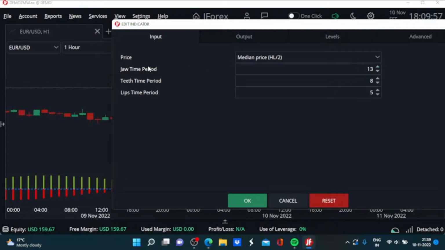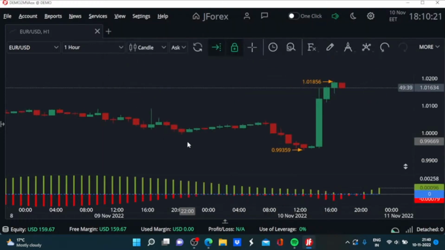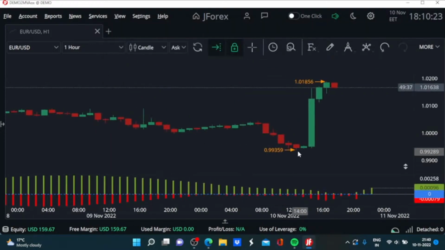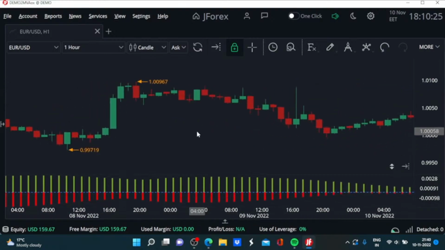Now, for calculating the jaw time period, the teeth time period, and the lips time period, this is the default setup, but you can vary it. Usually, these are kept in the Fibonacci ratio. So I will just give you an example by doubling these values. I'm not making any other changes. I'm simply doubling these input parameters so as to keep the ratio the same. And with that, you can observe that things are looking a bit different.